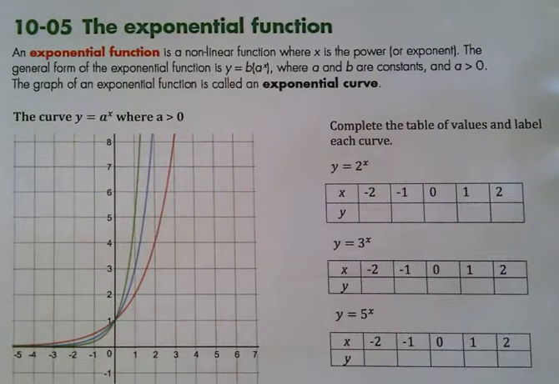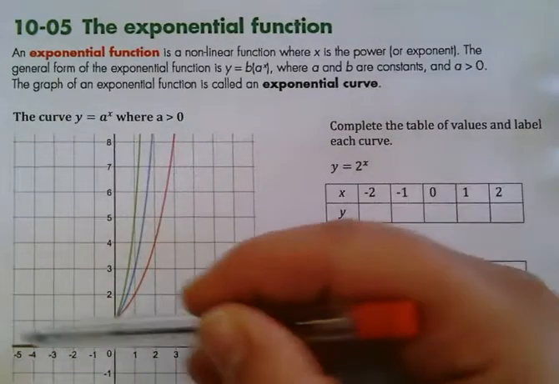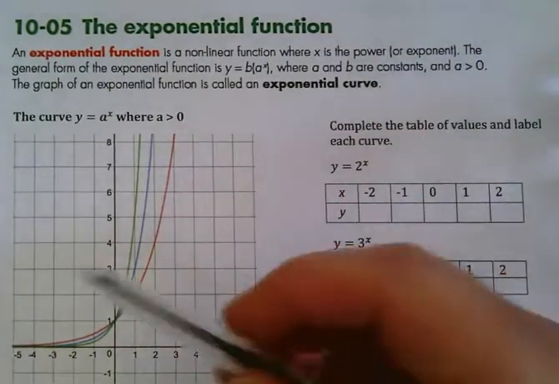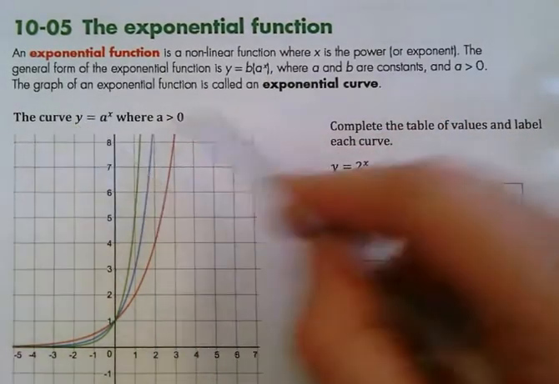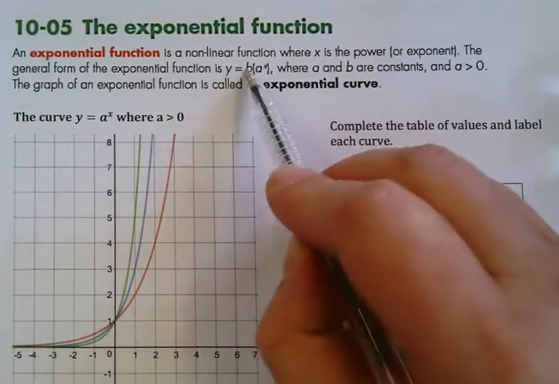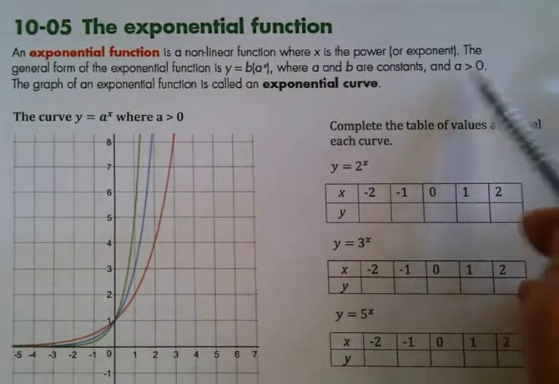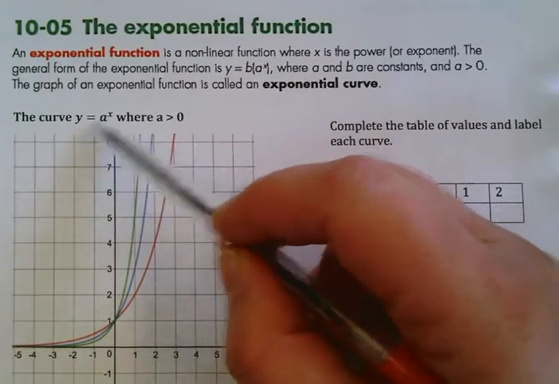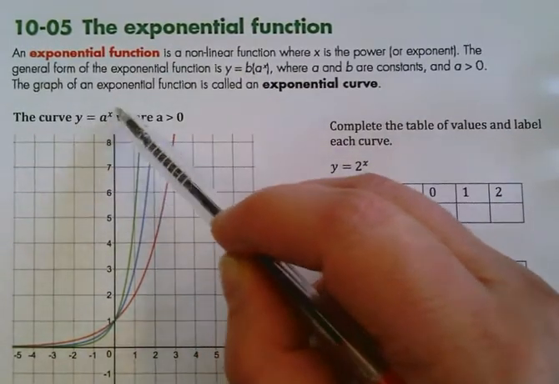Looking at exercise 1005, the exponential function. Now these functions are of the form, we're looking at two forms. It says y equals b times a to the power of x, where a and b are constants and a is positive. The first type we're going to look at is just if b is 1 and y equals a to the power of x.